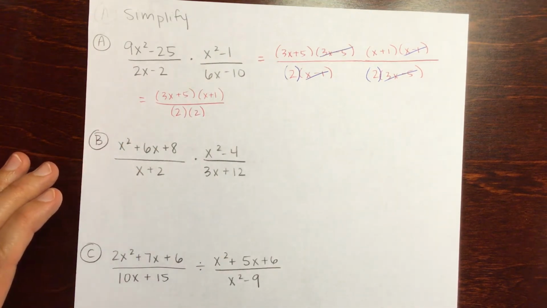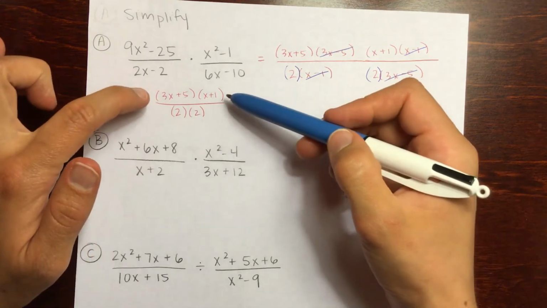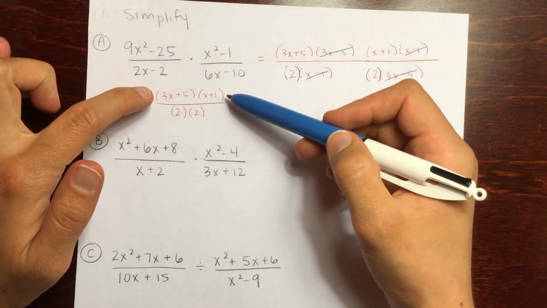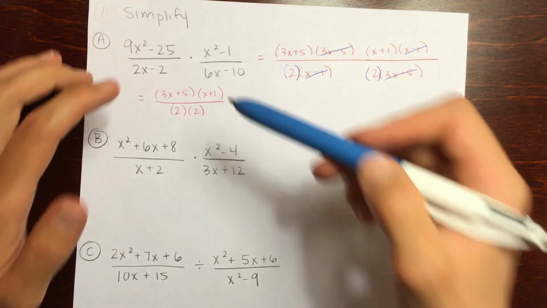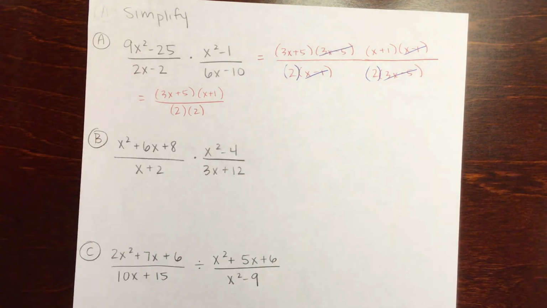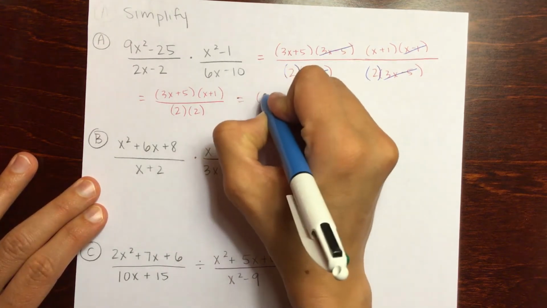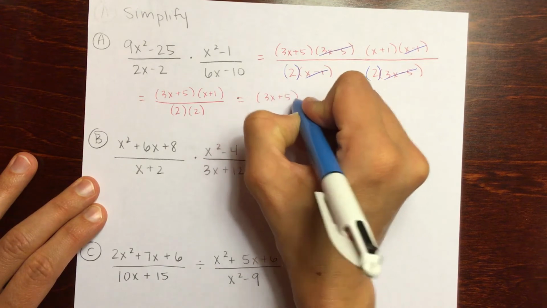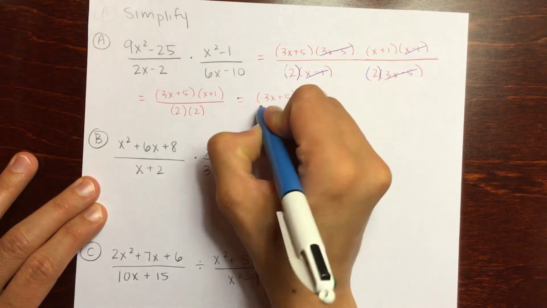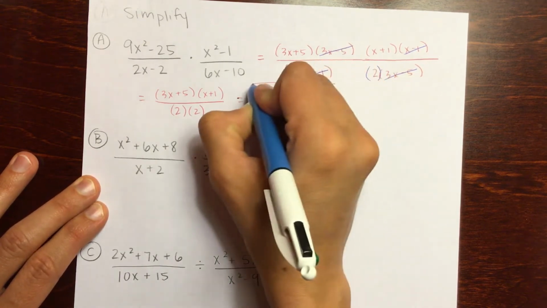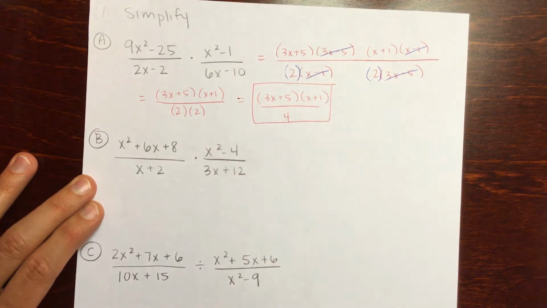You don't have to FOIL or distribute or multiply out the numerator, anytime you see binomials like this, x plus something. But in the denominator, since they're both just numbers, we might as well multiply them together. And now this is my final answer.